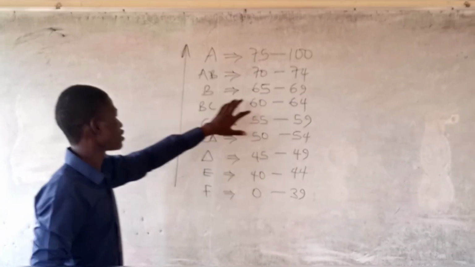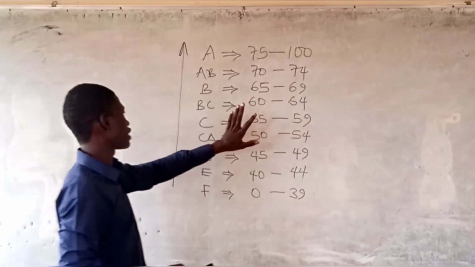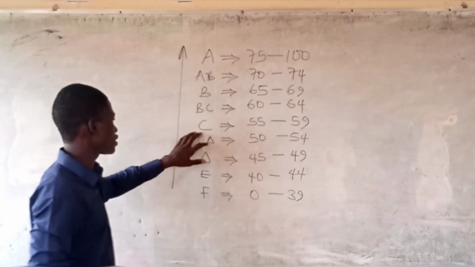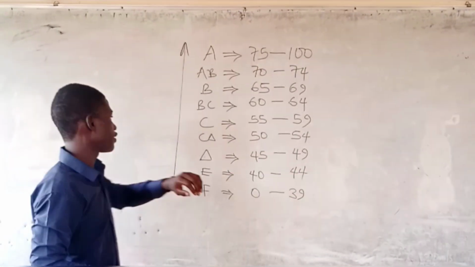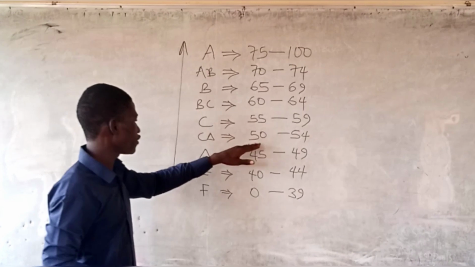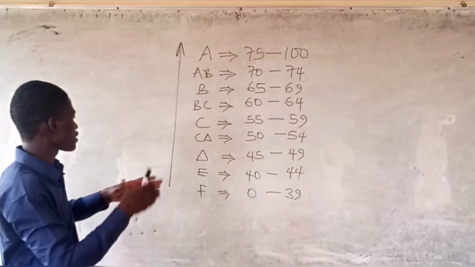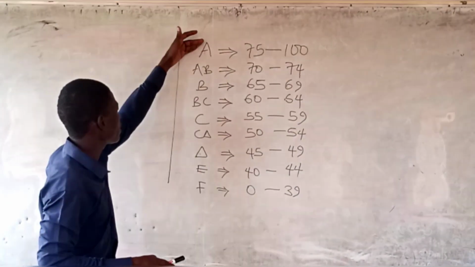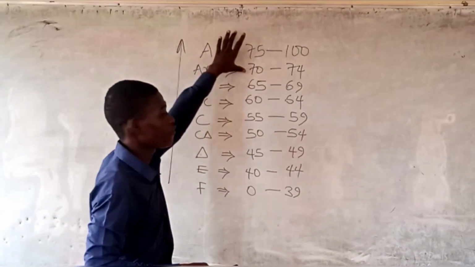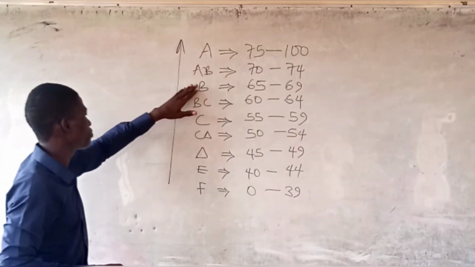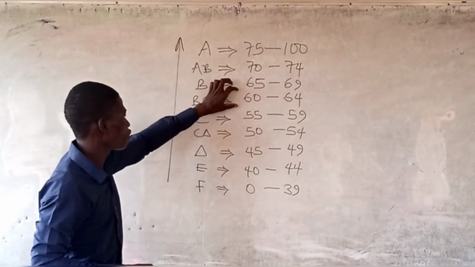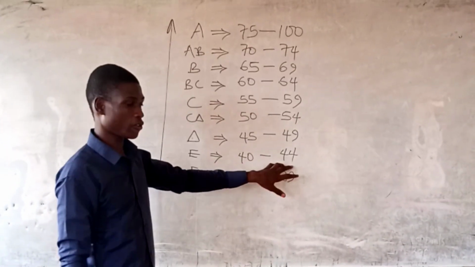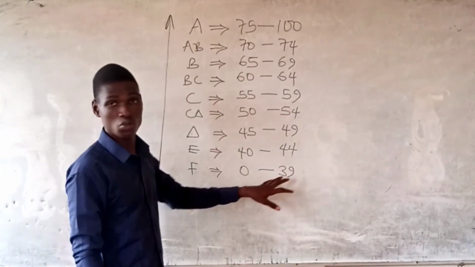So for B, it's from 65 to 69. That's the standard grading point. For BC, we have from 60 to 64. For C, we have 55 to 59. Then for CD, it's from 50 to 54. So you can see that if you are following me well, the difference between A and AB is a difference of about 4 to 5 marks, and the difference of B and BC is about 4 to 5 marks. So for E, it's from 40 to 44, and F is from 0 to 39.